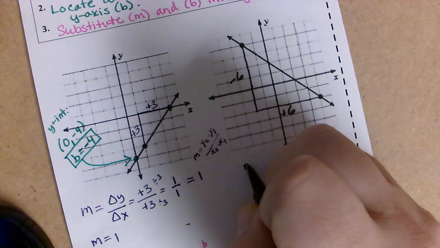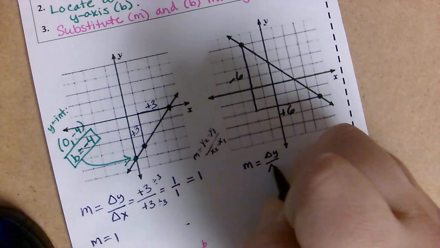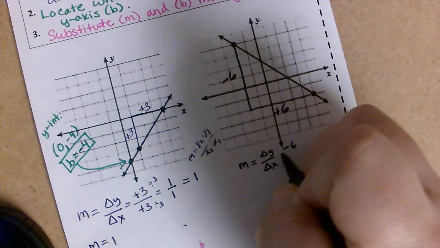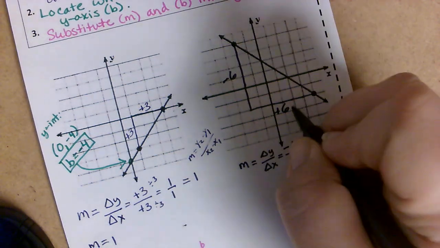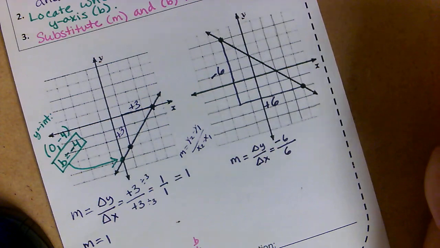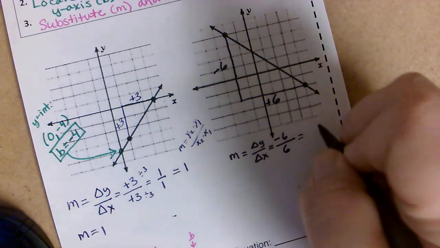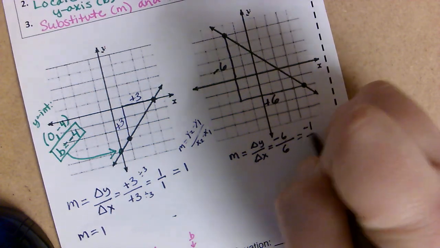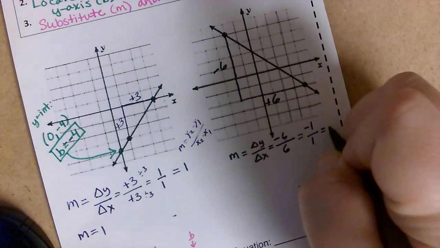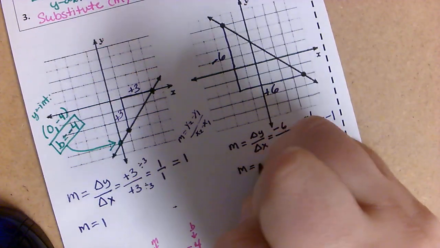So my slope for this one, my change in y over change in x: my falling down was a negative 6, so that goes on the top because my rise or my fall goes on the top. My run is a positive 6 because that's on the bottom. When I reduce negative 6 over 6, I can divide them both by 6, but the top will come out to negative 1 and the bottom will come out to positive 1, which reduces overall to a negative 1. So m equals negative 1 in this case.